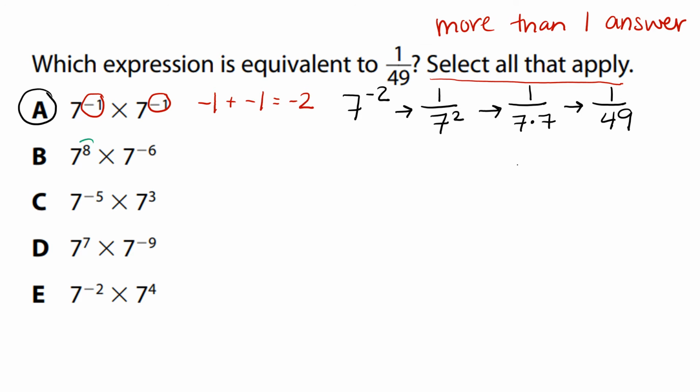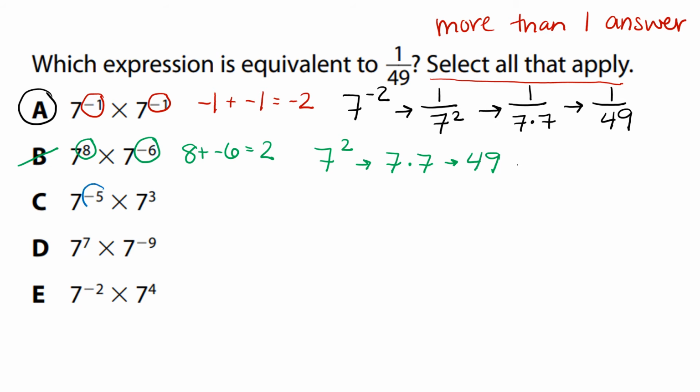For letter B, we start by adding the exponents, 8 plus -6, which gives us a +2. And so our answer becomes 7 to the +2nd power, which is 7 times 7, which is a +49. It is not written as a fraction because it is a non-negative exponent, so B is not a correct answer.